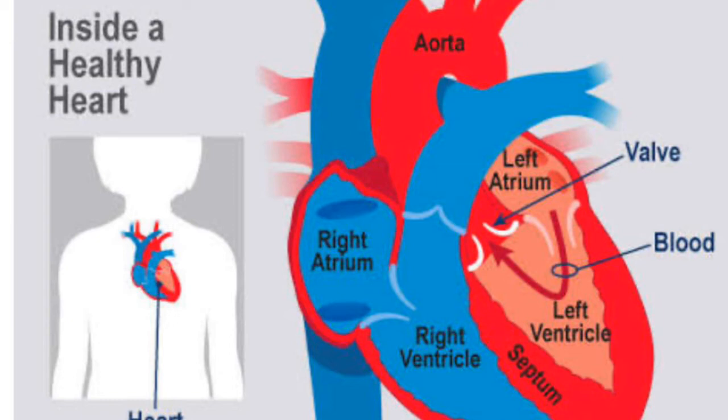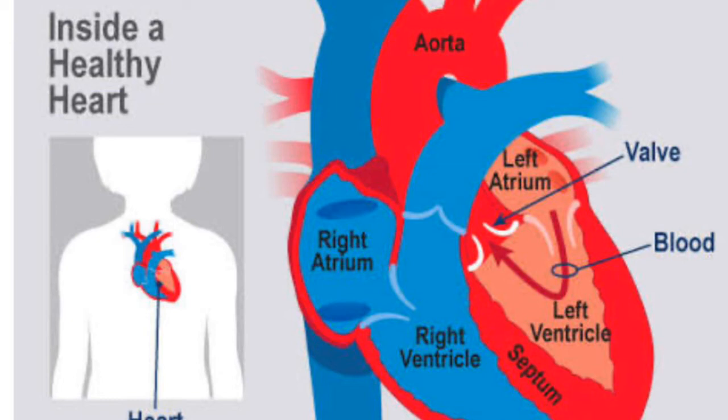The leaflets of the mitral and tricuspid valves are also supported by tough, fibrous strings called chordae tendineae. These are similar to the strings supporting a parachute. They extend from the valve leaflets to small muscles called papillary muscles, which are part of the inside walls of the ventricles.